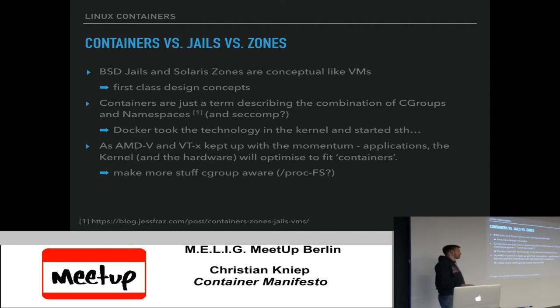There's a cgroup namespace now. There's an RDMA namespace that is submitted for 4.4.18, so a couple of years even now. And I think they will make more and more effort to fit this container flow. For instance, procfs in Linux is not containerized. It's not namespace or cgroup aware.